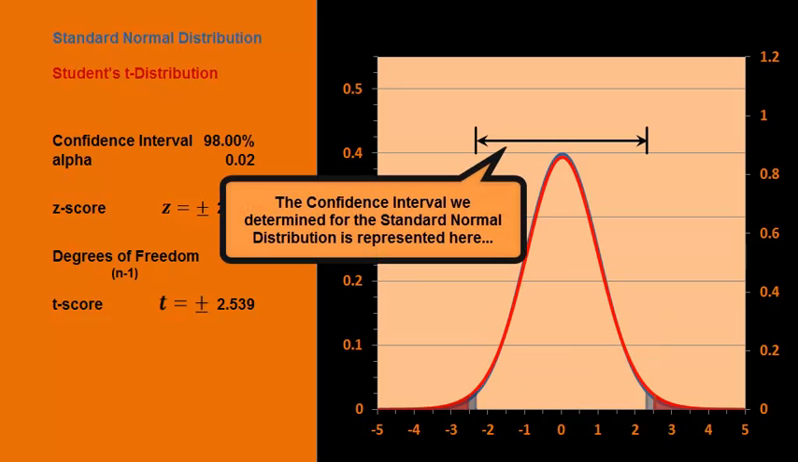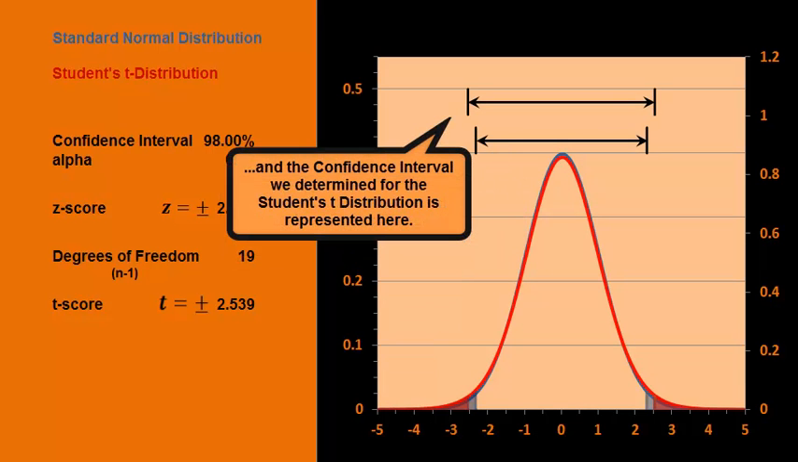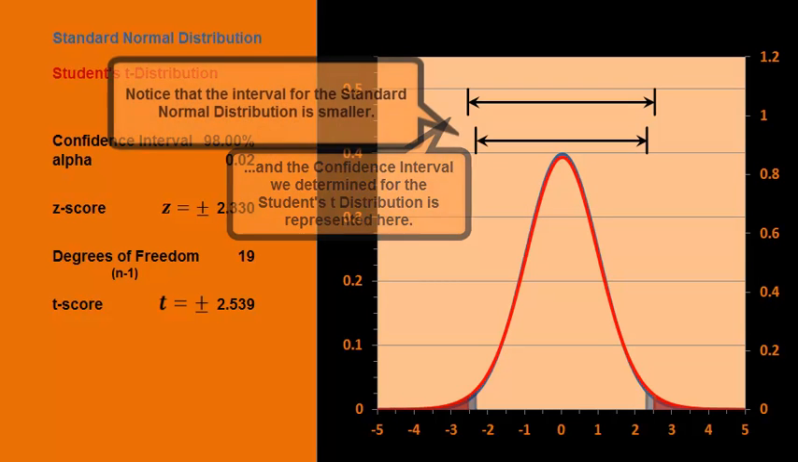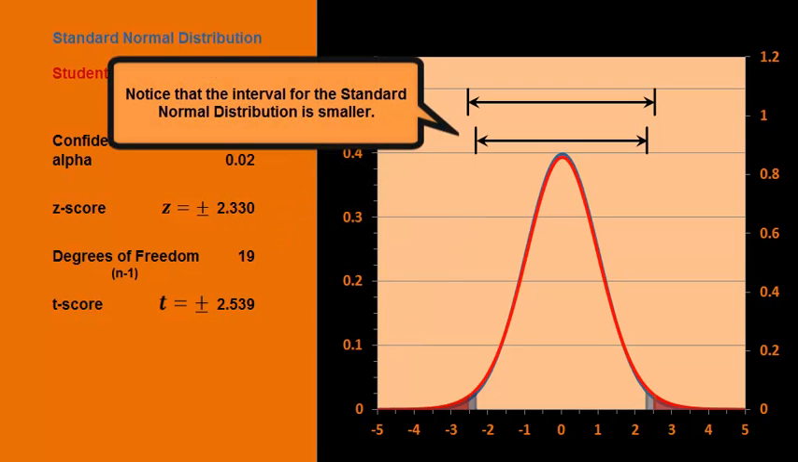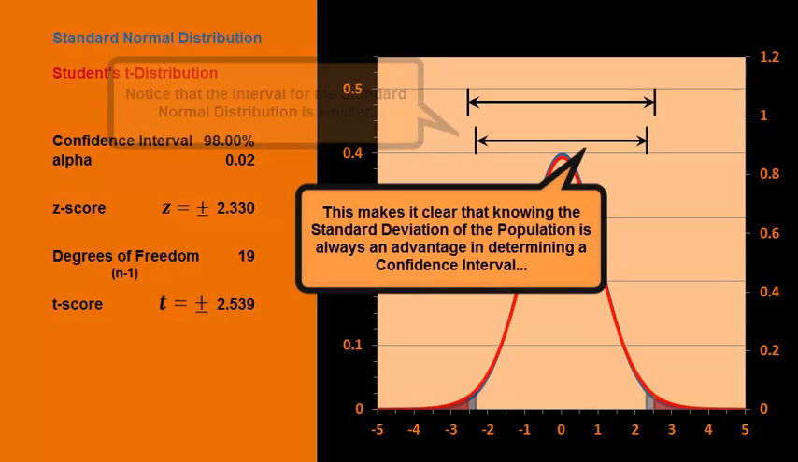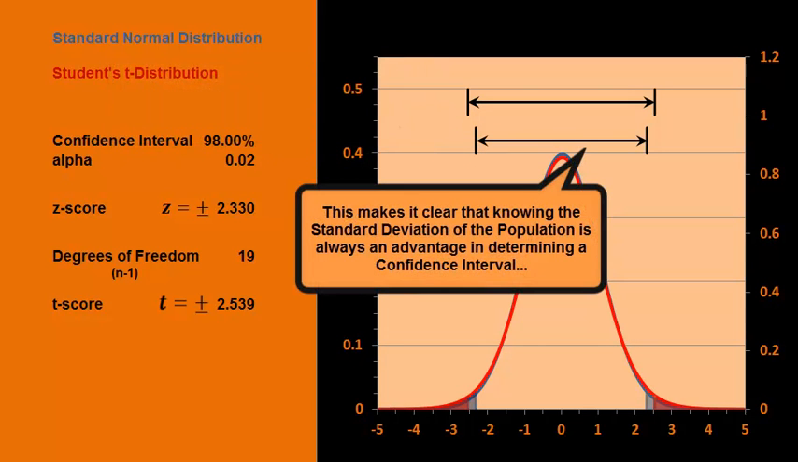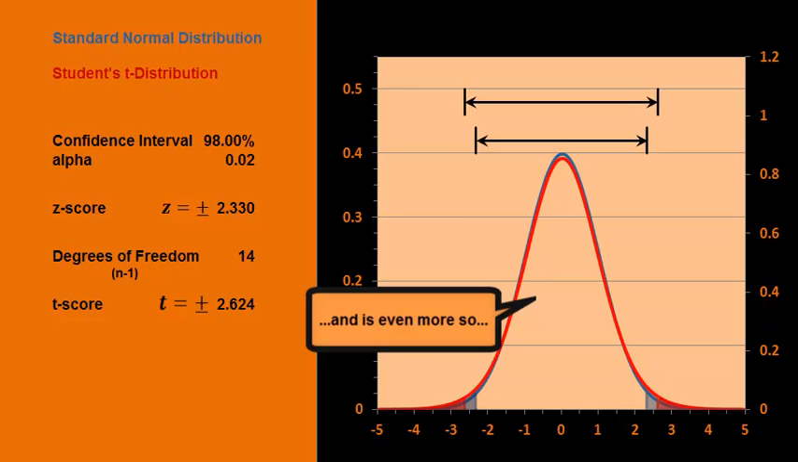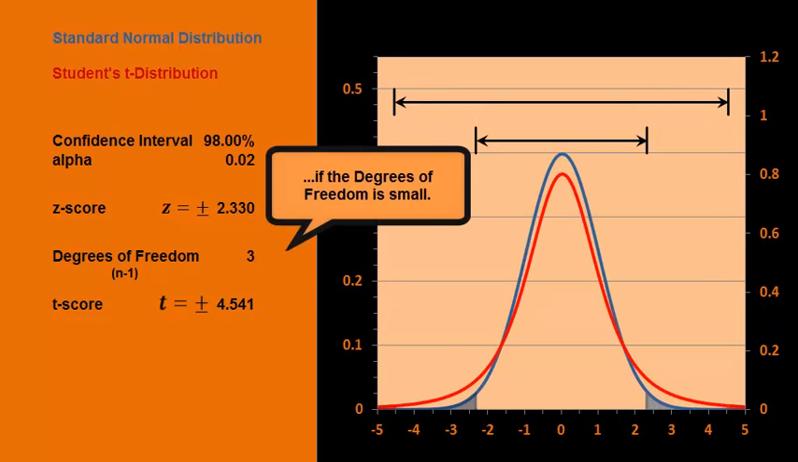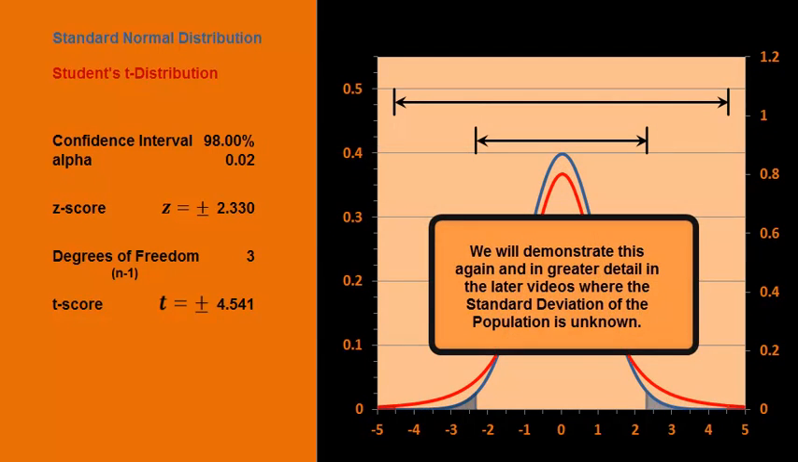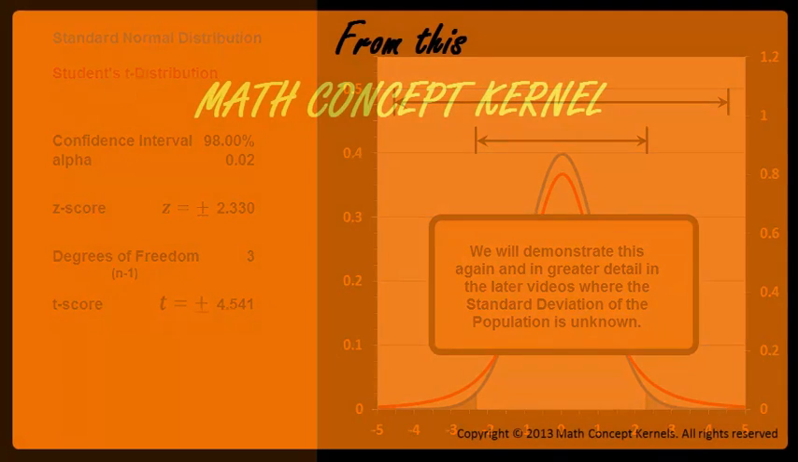The confidence interval we determined for the standard normal distribution is represented here, and the confidence interval we determined for the student's t distribution is represented here. Notice that the interval for the standard normal distribution is smaller. This makes it clear that knowing the standard deviation of the population is always an advantage in determining a confidence interval, and is even more so if the degrees of freedom is small. We will demonstrate this again in later videos where the standard deviation of the population is unknown.